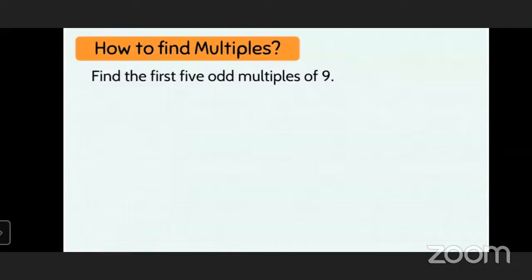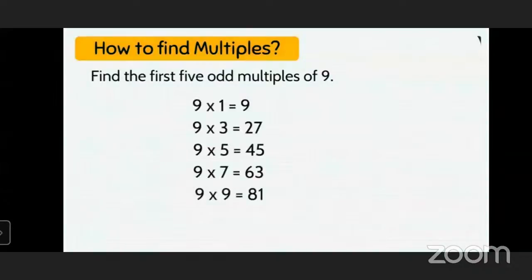Is 90 an odd number or an even number? It is an even number, so 9 tens are not included. So 9 ones are 9, 9 threes are 27, 9 fives are 45, 9 sevens are 63, and 9 nines are 81. Very good.